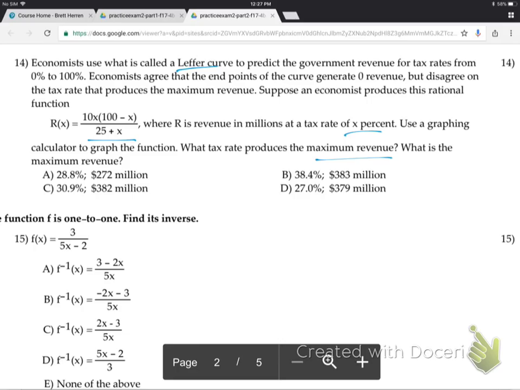All right, so basically it's typing into your calculator. This is Y1 equals 10x times (100 minus x) divided by (25 plus x). Put that into your calculator and hit the graph button, and find the answer on your calculator. It's easier said than done. You want to try that?